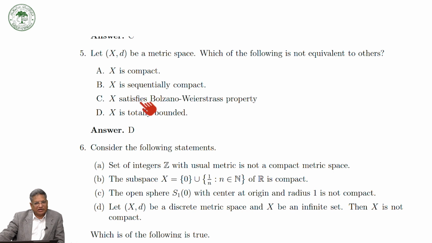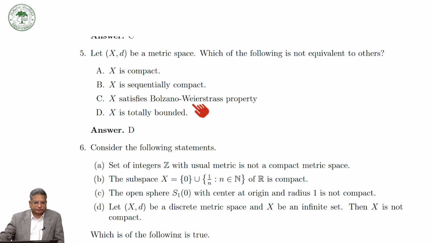But again, as I have mentioned, X being totally bounded does not imply the compactness of X. I have just mentioned the result: totally bounded plus complete implies X is sequentially compact, and sequentially compact is equivalent to compactness. Therefore statement D, totally bounded, is not equivalent to A, B, C. However, A, B, C are equivalent, as we have proved that a compact space is sequentially compact, a sequentially compact space satisfies the Bolzano-Weierstrass property, and if a space satisfies the Bolzano-Weierstrass property, then it is compact. So the answer is D.